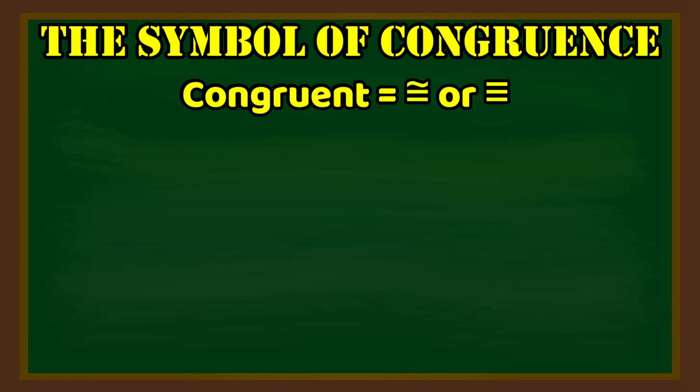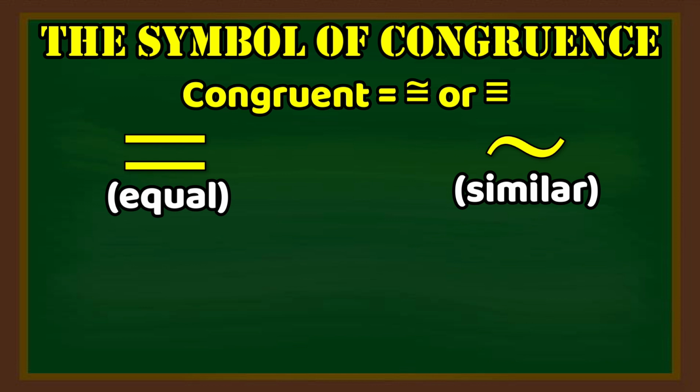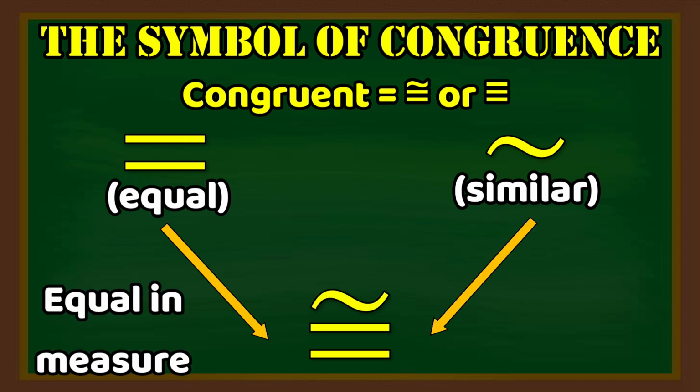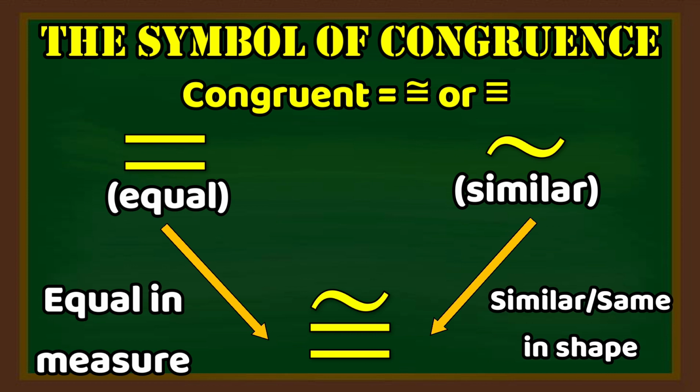Congruent as a symbol, this is the symbol for congruent. This symbol has two concepts. Did you notice that the symbol of congruent combines the symbol of equal and similar? It means that the literal meaning of congruent is equal in measure and same or similar in shape. And that is the difference of equal and congruent. The word equal is usually numerical, while congruent has shape or figure.